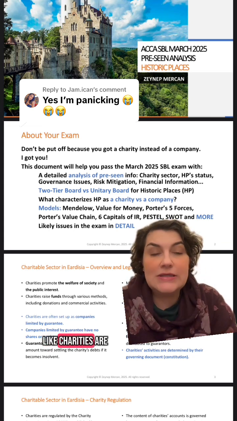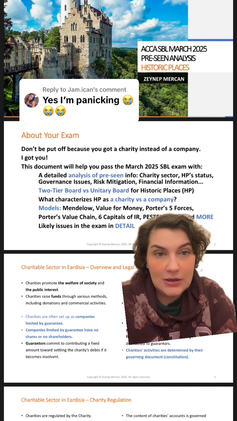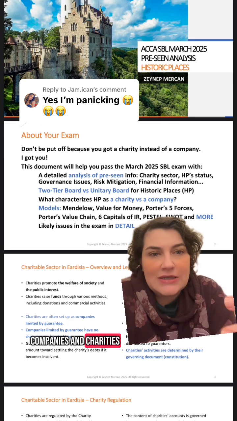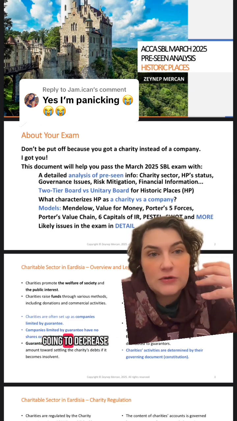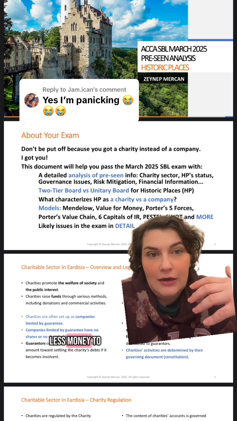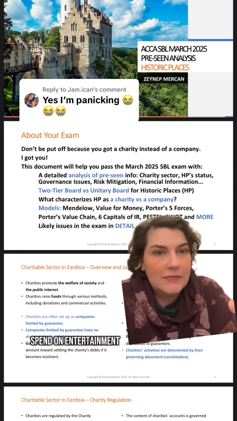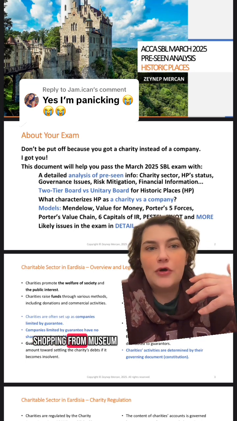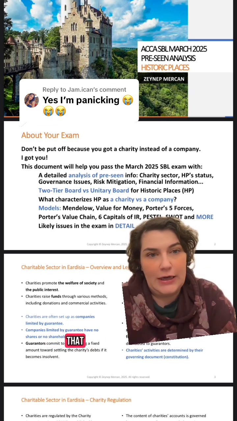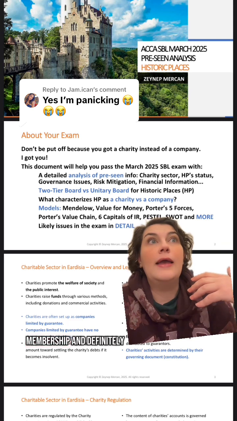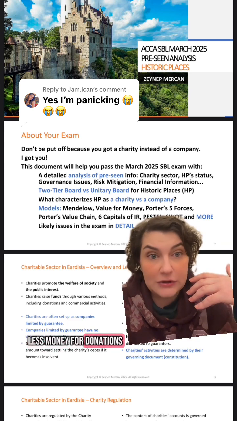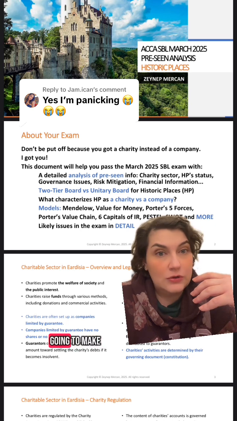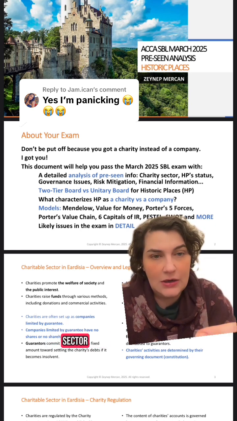Charities are already competing for donations, but recession means that both for companies and charities, disposable income is going to decrease. People will have less money to spend on entertainment, like going to museums, going to archaeological sites, shopping from the museum gift shop. Less money for that, less money for membership, and definitely less money for donations. So we already know that recession is going to make things harder in the charitable sector.